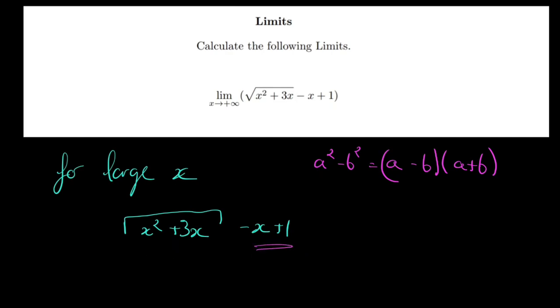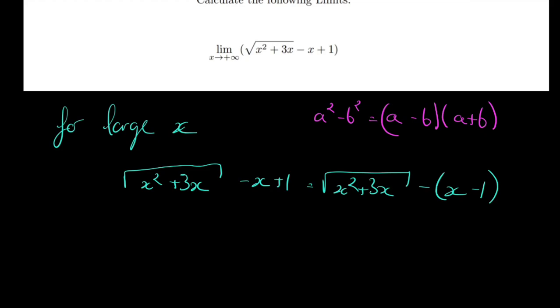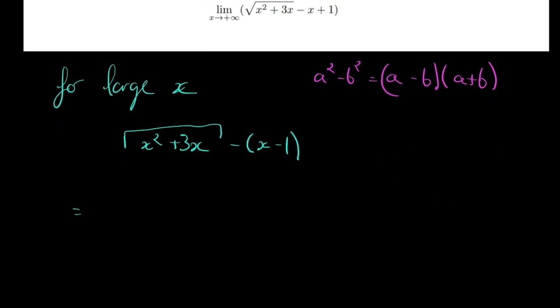So let's put everything here under a minus. This thing would be equal to the square root of x squared plus 3x minus x minus 1. And now I can multiply on both sides by a plus b. So I can rewrite it here, a, so here minus x minus 1. And I want to multiply.